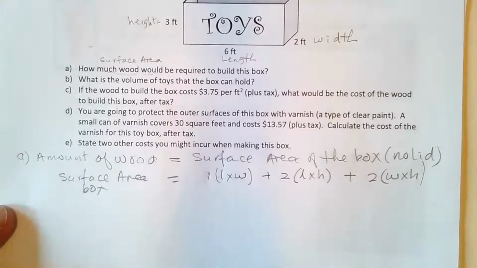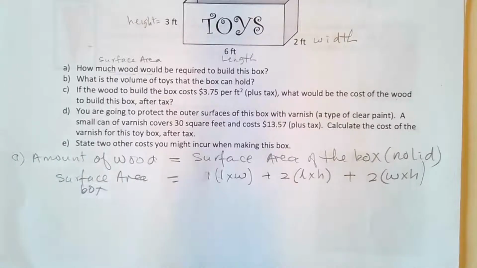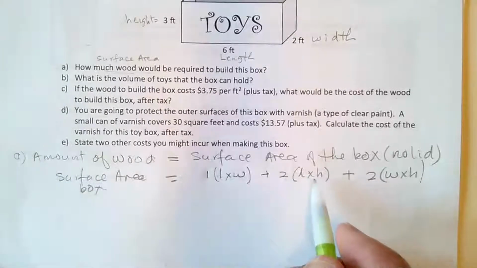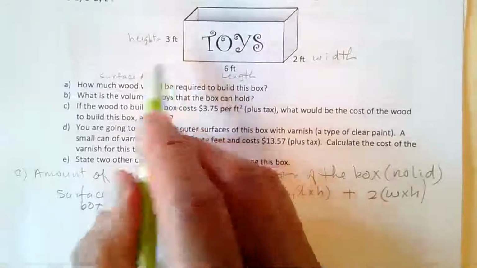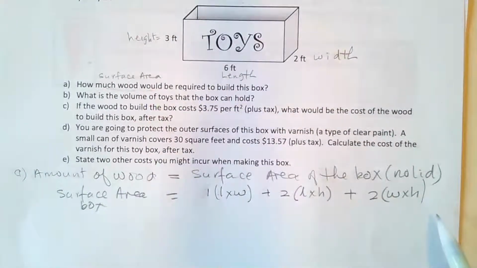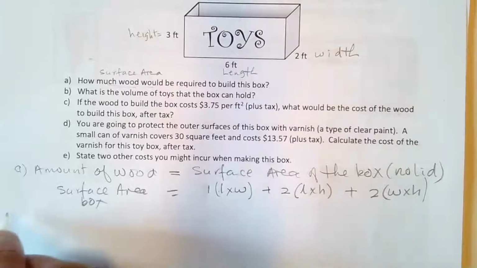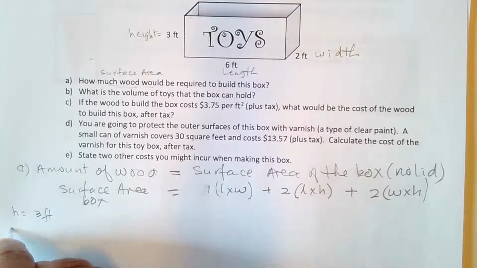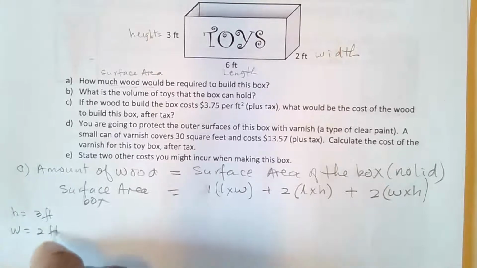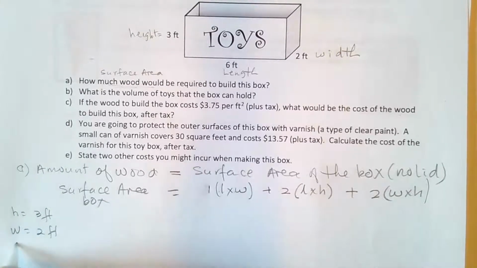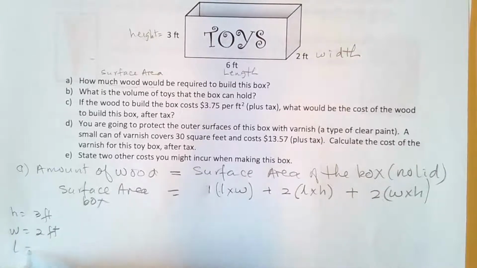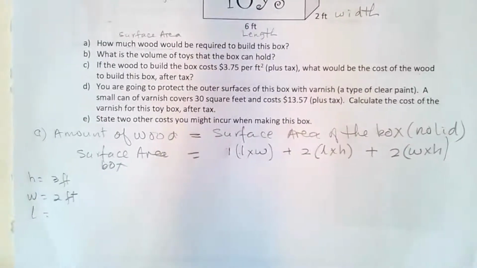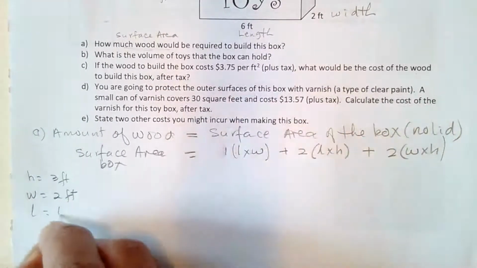Okay. Now we need to find the surface area, so we need to know the dimensions. It's given here. So our height is 3, so let's record it to the side here. The height is 3 feet, our width is 2 feet, and our length is given as 6 feet.